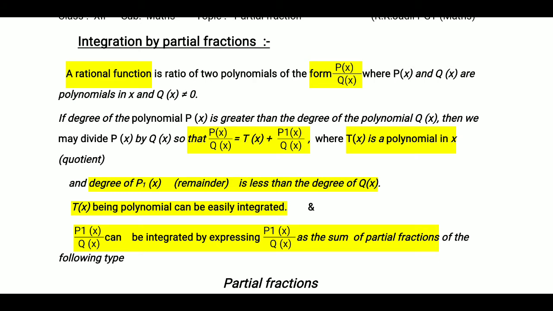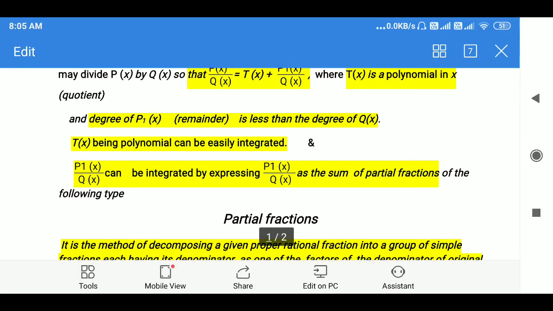Now, if we have the integration of this rational fraction, then we have its two parts. One part is t(x) and it is the polynomial form, so it can be easily integrated. And now for the part p1(x)/q(x), we have to find the partial fraction of this by the following types and then integrate it.